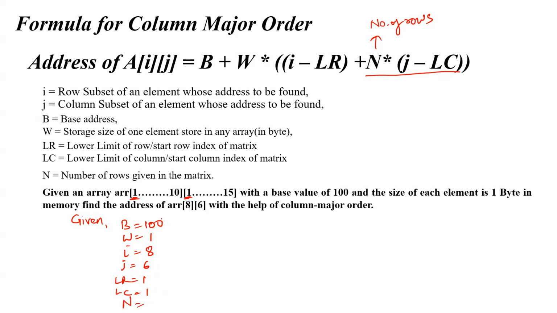And the N value. N value is the number of rows. And the number of rows in this case is 1 to 10, and 1 to 10 means it is 10. Now just substitute the values and we get the answer.